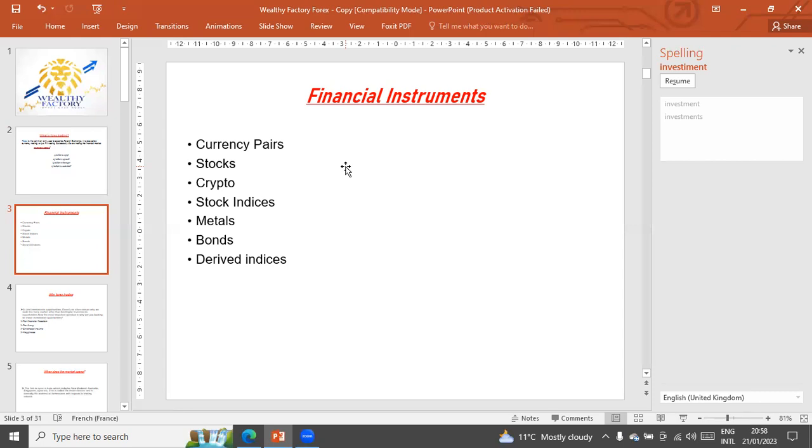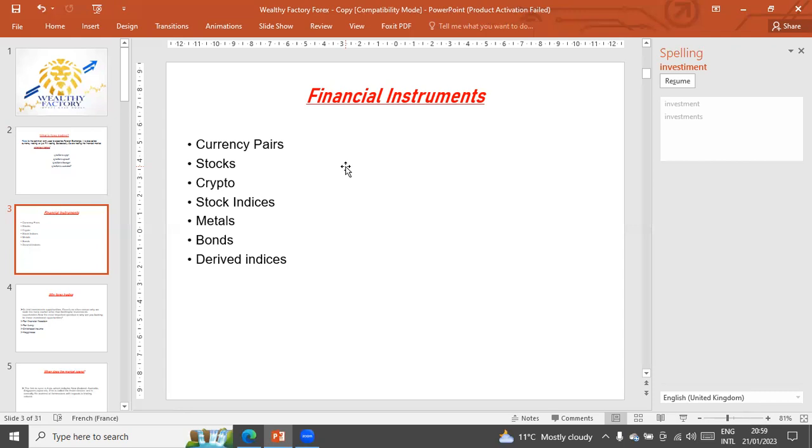Then we have stock indices. You've heard about NASDAQ, US 30, S&P 500. Those fall under stock indices. Then we have metals. We all know what metals are. We are talking about gold, silver, copper. Those fall under metals. Those are also financial instruments that you can trade as a trader.